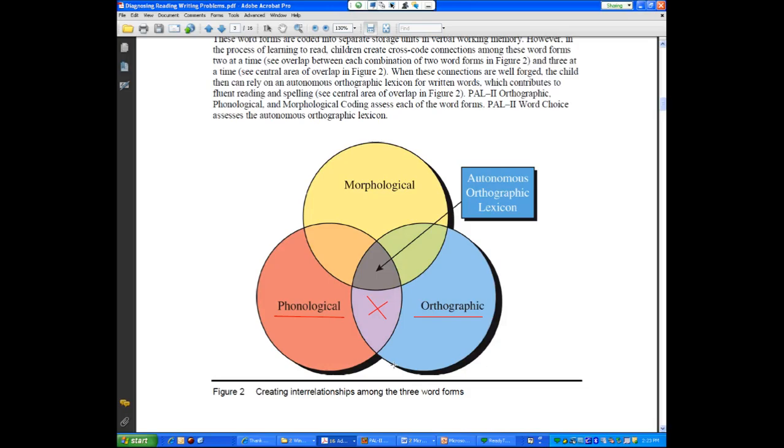We want to make sure that those cross-code connections are created quickly and that verbal working memory is able to react quickly. So you think about rapid automatic naming, possibly rapid automatic switching, are all important when you're thinking about moving from the orthographic to the phonological and the other way around as well. Because if you think about reading, you're looking at the symbol first and you are associating that with a sound.